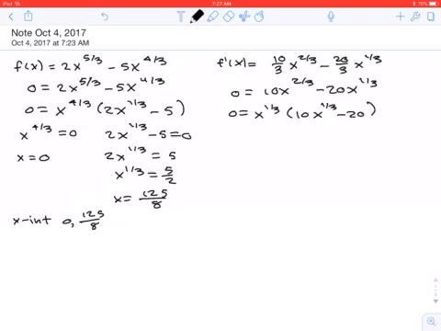And I'm going to divide both sides by 10 just to make things a little easier. I actually meant to do that originally, and I didn't. It really doesn't matter. I think you guys would agree.